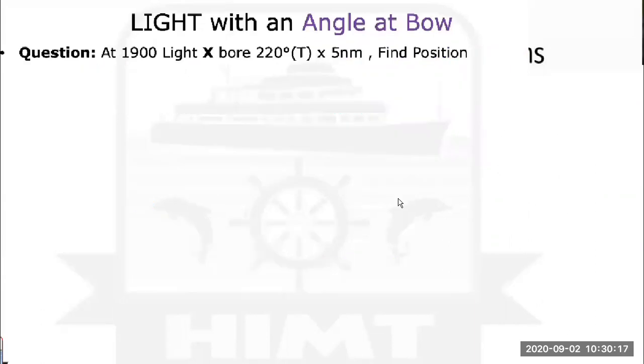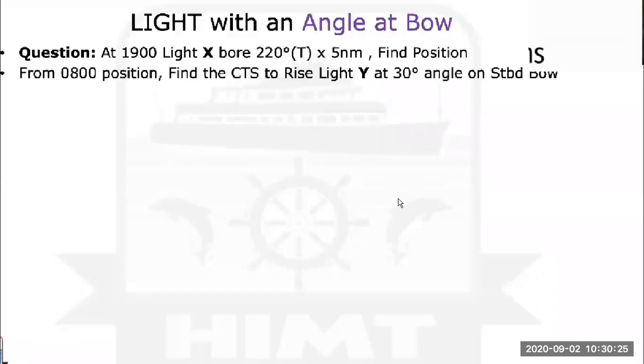At 1900, I'm giving you a light with a fix. This would have been part A of the question possibly. I just need a fix for starting this question. From 1900 position, please find the CTS to raise the light Y at 30-degree angle on the starboard bow. This is the question.